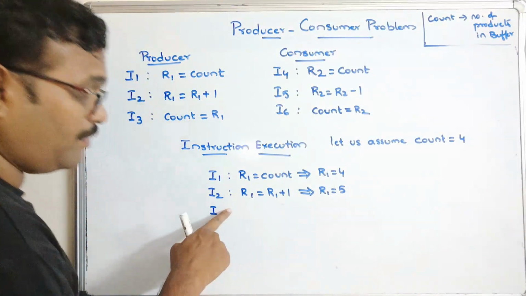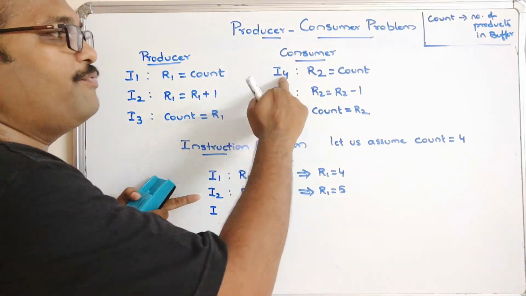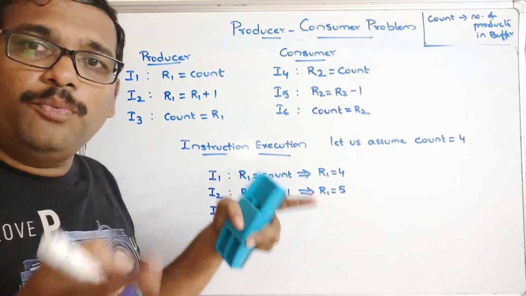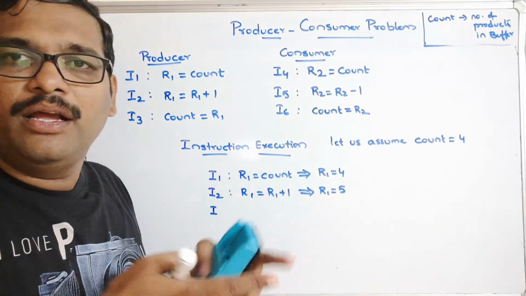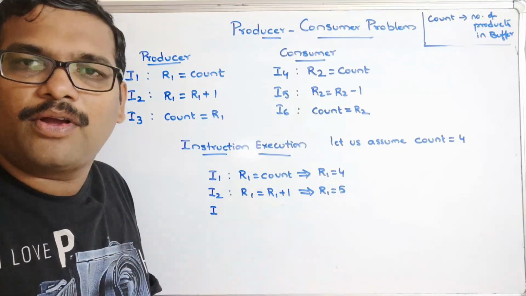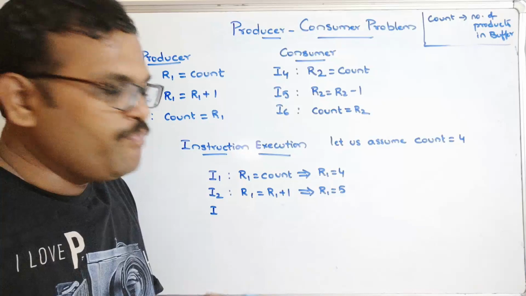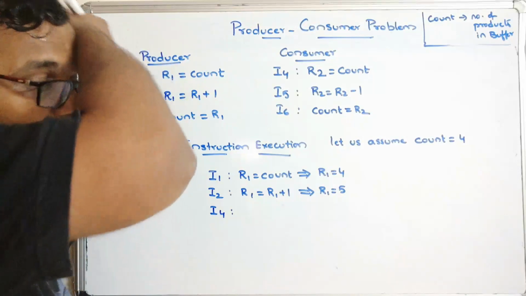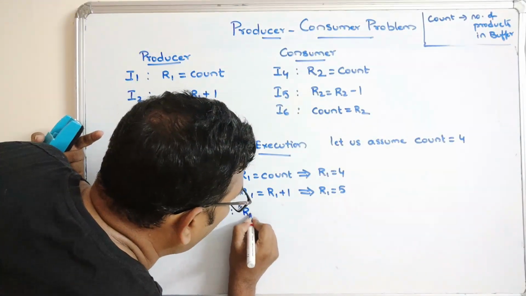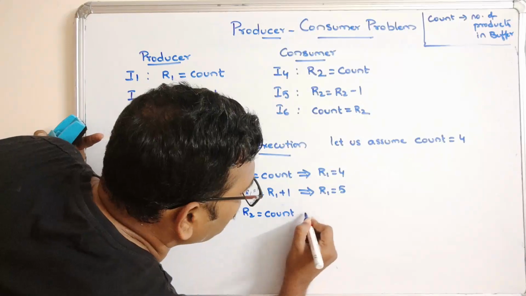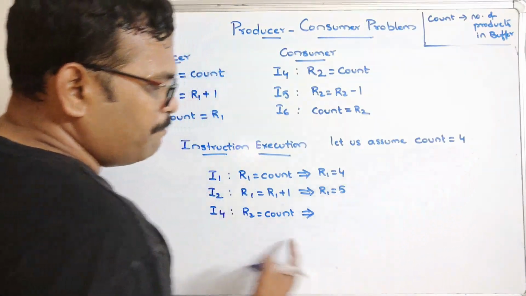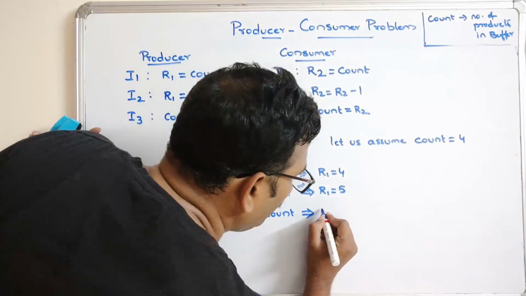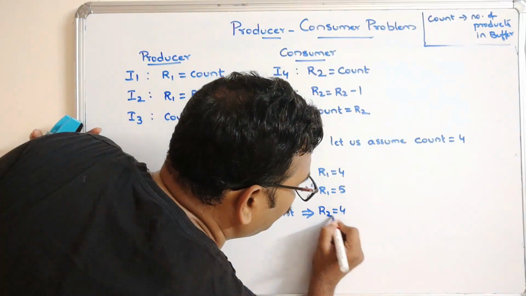Next, after the update, let us assume I4 is being executed. Because at the same time, two processes are sharing the same shared variables, right? So that's why let us assume I4 is executed. So R2 is equal to count. What is the count value here? The count value is 4, because it is not yet updated by I2. After I2, count is not updated. So the count value is 4, so R2 will be 4.